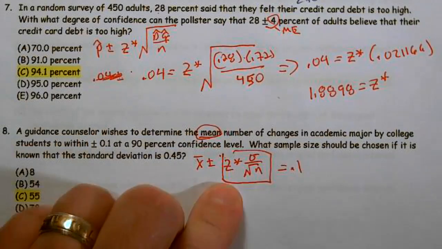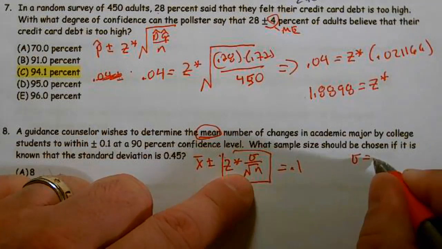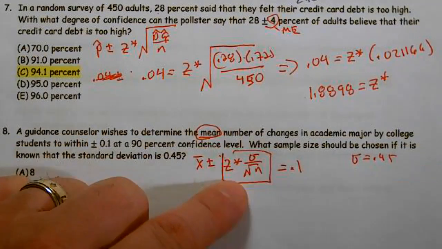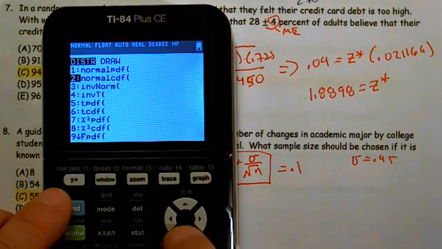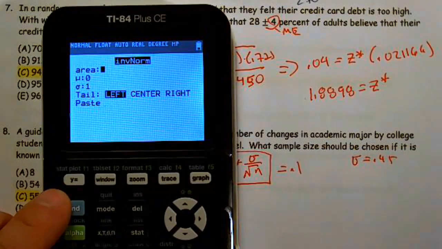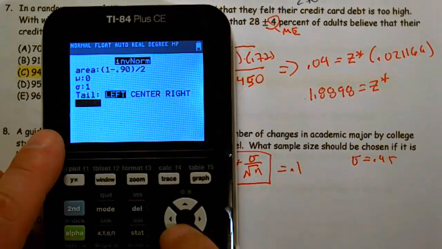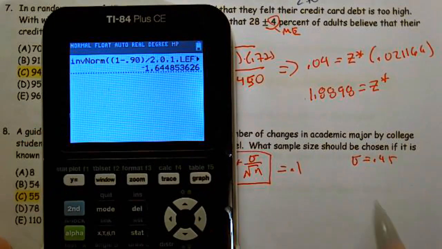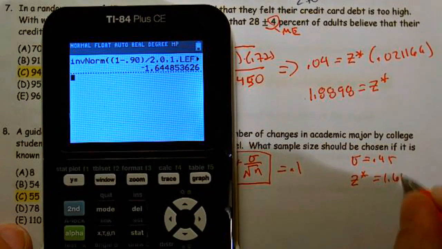So let's go ahead and calculate our z star. By the way, we know this standard deviation, they tell us is 0.45. N is what we don't know, but we can calculate z star real quickly. So second vars, inverse norm, parenthesis, 1 minus 0.90, close parenthesis, divided by 2. Mean is 0, standard deviation of 1. Calculate. So we end up getting z star equals 1.645.